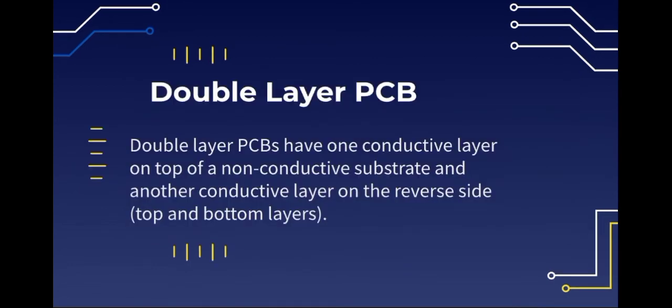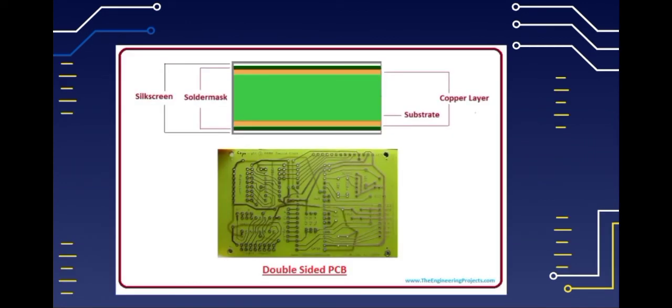So moving on to the next one, we have the double-layer PCB. So double-layer PCBs have one conductive layer on top of a non-conductive substrate and another conductive layer on the reverse side, making it top and bottom layers. The two conductive sides can be connected using plated holes in the substrate that connect to pads on both sides of the circuit board. These are called vias.